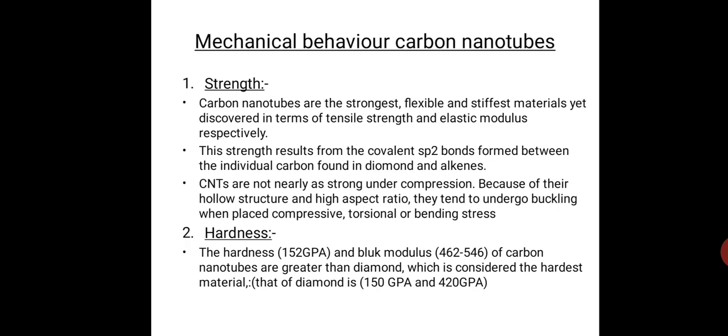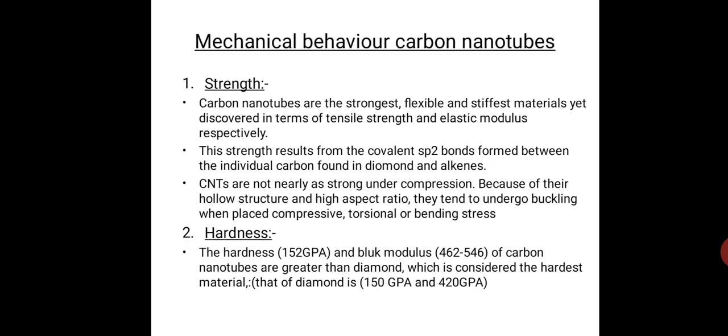So coming to the strength, carbon nanotubes are the strongest, most flexible and stiffest material yet discovered in terms of tensile strength and elastic modulus respectively. This strength results from the covalent sp2 bonds formed between the individual carbon atoms, stronger than the carbon bond in diamond and alkanes. CNTs are not nearly as strong under compression because of their hollow structure and high aspect ratio. They tend to undergo buckling when placed under compressive, torsional or bending stress.